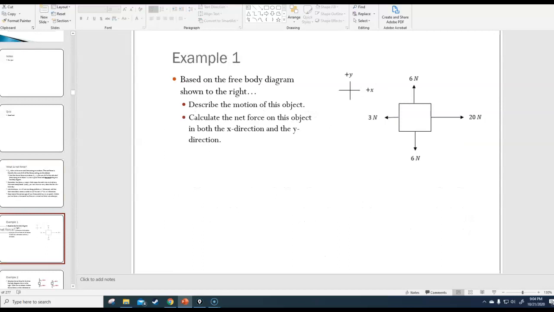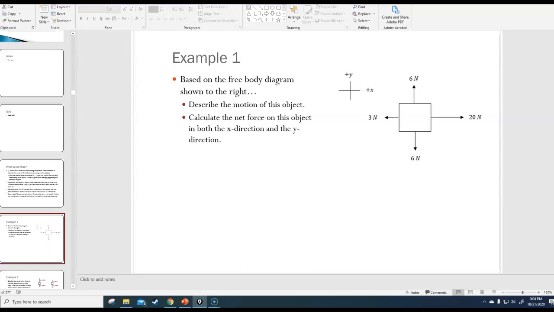Okay, so let's start with example 1. Example 1 says, based on the free body diagram shown to the right, describe the motion of this object, and then calculate the net force on this object in both the x and the y direction. Now, looking at this FBD, I see right away that the overall net force is going to be to the right, because the 6 newtons up and the 6 newtons down are going to basically balance each other out. You also have 20 newtons to the right and 3 newtons to the left, and 20 is more than 3, and so the overall net force is going to be to the right.